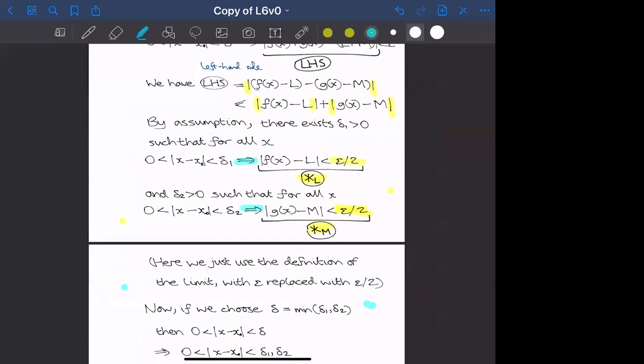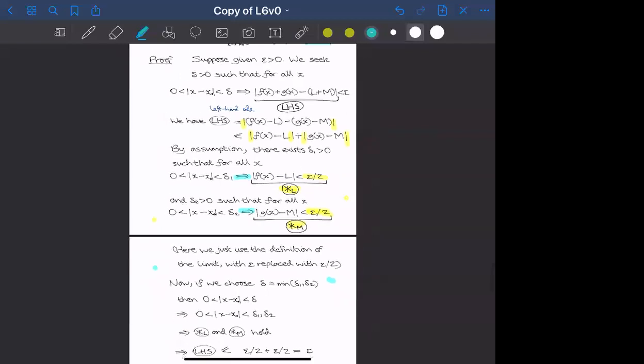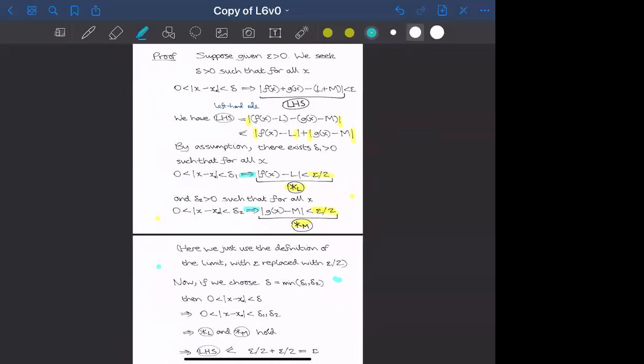Zooming out, if I choose that delta and I take x whose distance from x0 is less than that delta but greater than 0, then if it's less than that delta, it's certainly less than delta 1 and delta 2. And that's what these two implications further up are designed to work with. So in that case, we get delta L and delta M.